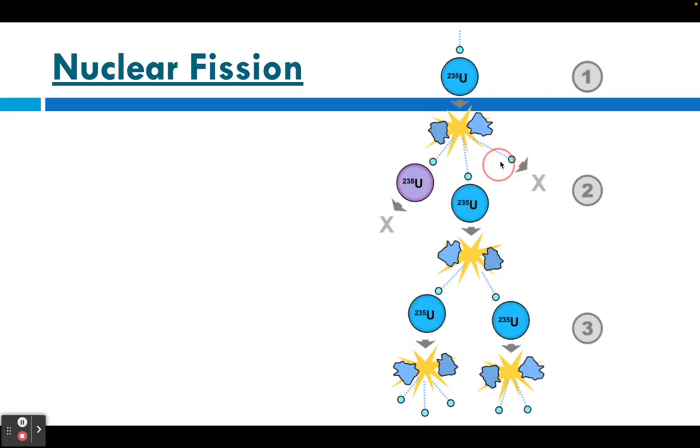Those 3 neutrons then go out and hit surrounding atoms. So this atom of uranium-238 gets hit. This uranium-235 gets hit. And then this uranium is going to become unstable, break apart, and release neutrons. Then these 2 uranium-235s absorb these 2 neutrons, and so on. The chain reaction keeps going until you run out of material to undergo fission.